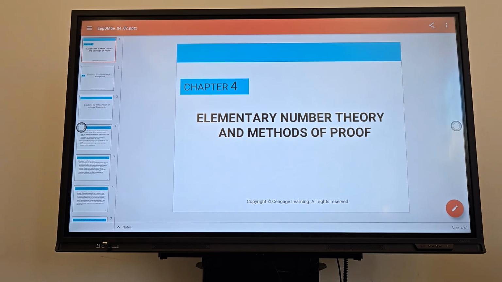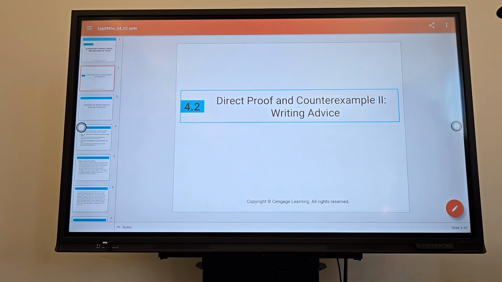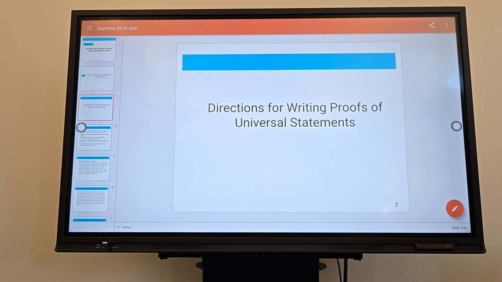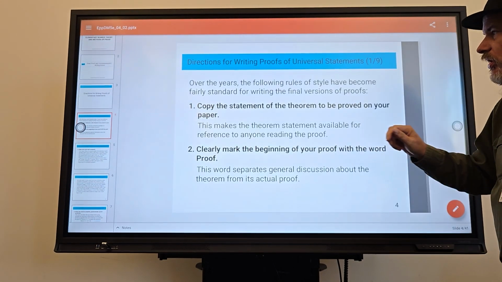Let's get started with Chapter 4, Section 2, as I recall. Yes. Elementary number theory and methods of proof, continued with direct proof and counterexamples, the writing advice. How do you go about writing a proof? Proofs for universal statements is up first.